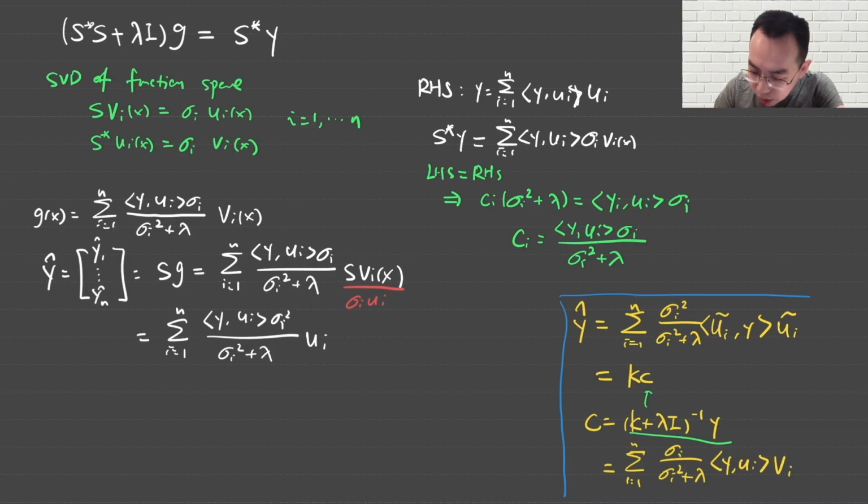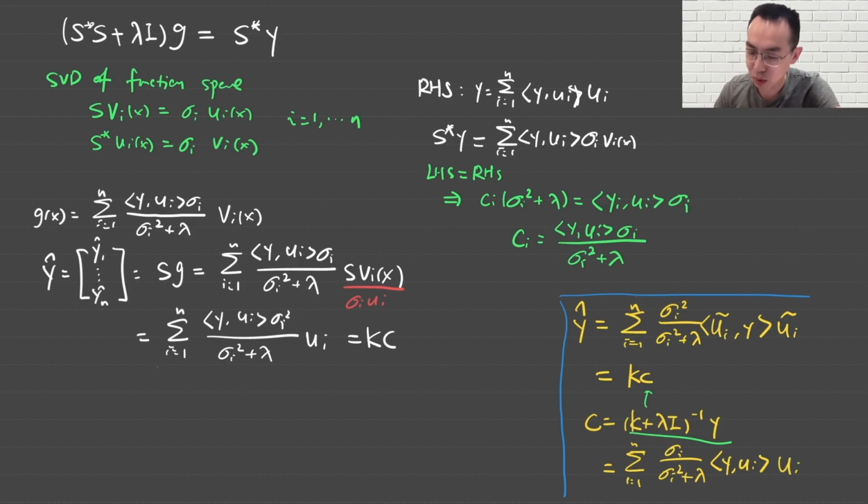So this is exactly the same equation as here, the equation we have for y hat, which equals K times c. And I think here I copied the equation wrong. This is this c. This should be ui in here. Here it should be ui.